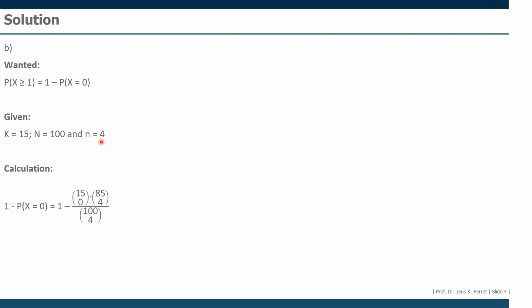If we put this into the calculator, we get 1 minus 0.5164, or in total as a result 48.36%. So the chance that at least one of the students selected for the interviews will quit is slightly over 48%.